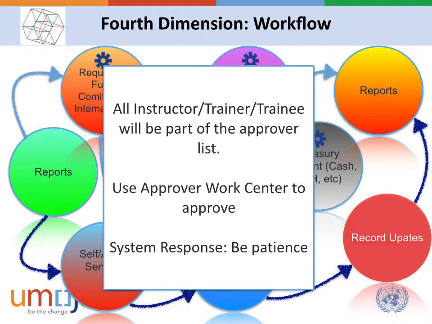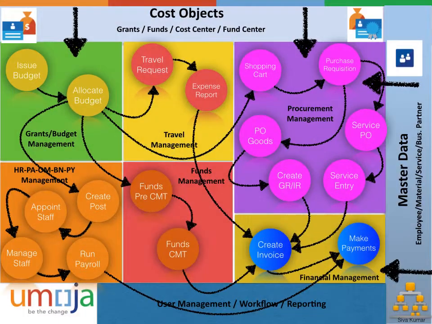Based on all these four dimensions, I can confidently say all these processes, the microprocesses which utilize the cost object and the master data in terms of grants and budget, travel, funds, HR, procurement, and financial management, will work exactly as it has been designed for the Umoja productive environment.